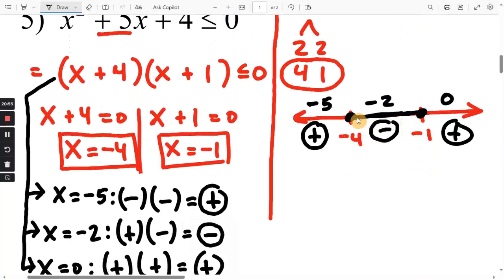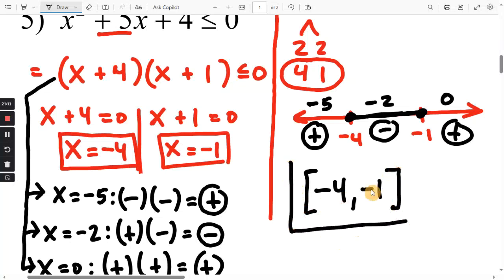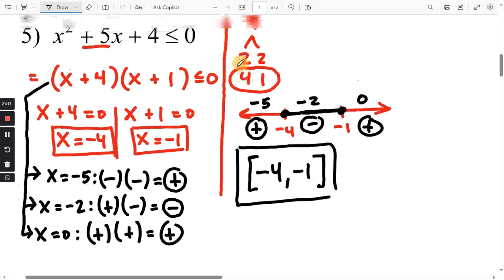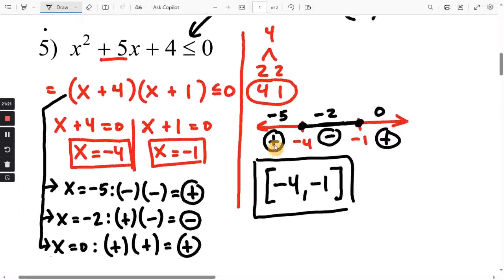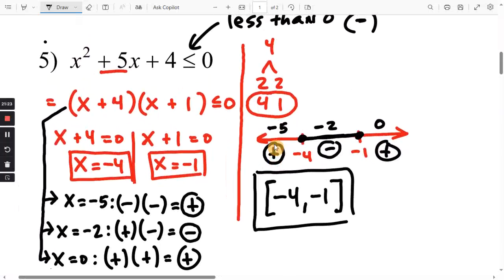All right, so this is the section. We start on the left at -4. And it runs to the right, stops at -1. It includes -4 and -1. So you want to use square brackets. And that's it. There's no negative or positive infinity. It does not include those sections. So that's basically it for number 5.